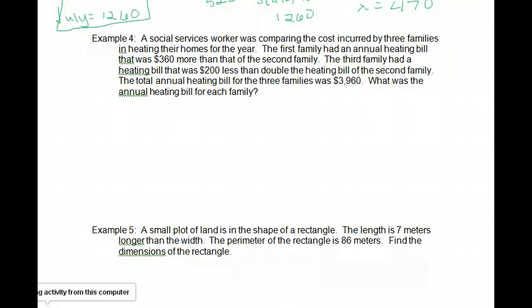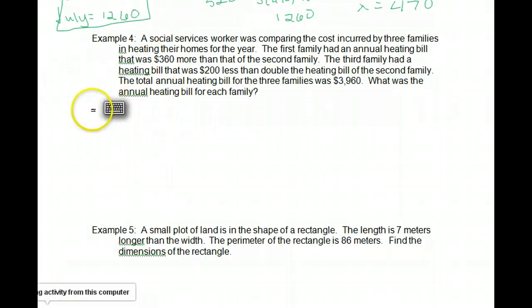Okay, by now you should have solved the problem on your own, and you should be ready to review the answer with me. The problem says that a social services worker was comparing the cost incurred by 3 families in heating their homes for the year. The first family had an annual heating bill that was $360 more than the cost of the second family. The third family had a heating bill that was $200 less than double the heating bill of the second family. The total annual heating bill for the 3 families was $3,960. What was the annual heating bill for each family?